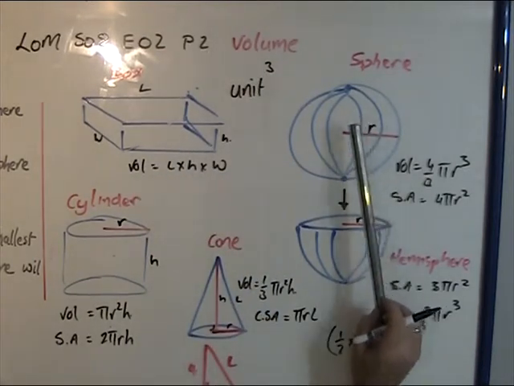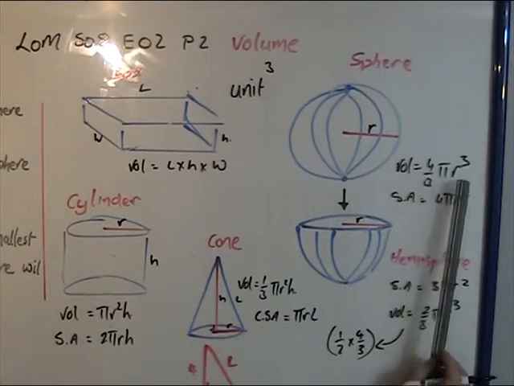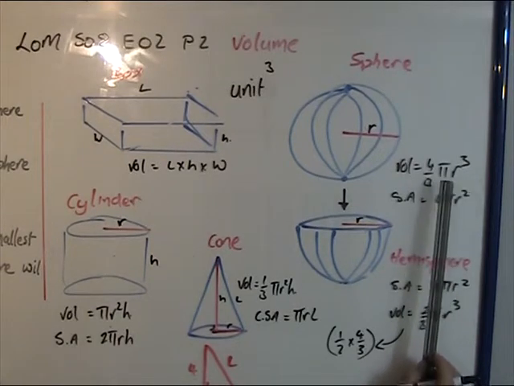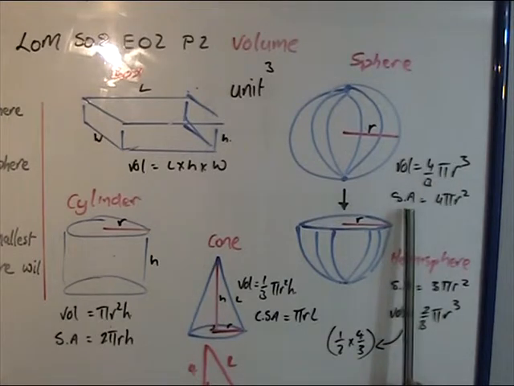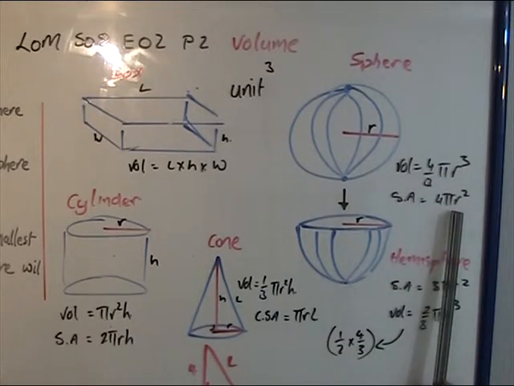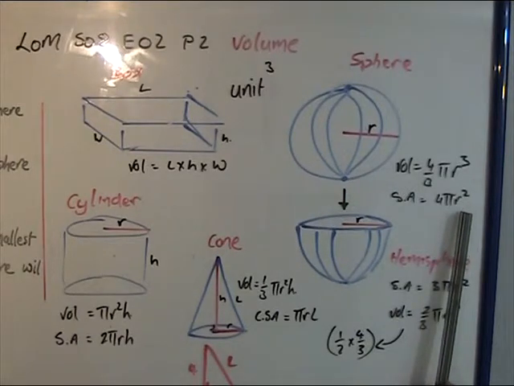The volume of a sphere is 4/3 pi r cubed. They might say expressed in terms of pi. We're going to do a question similar to that. SA is surface area, 4 pi r squared. Area is in units squared.